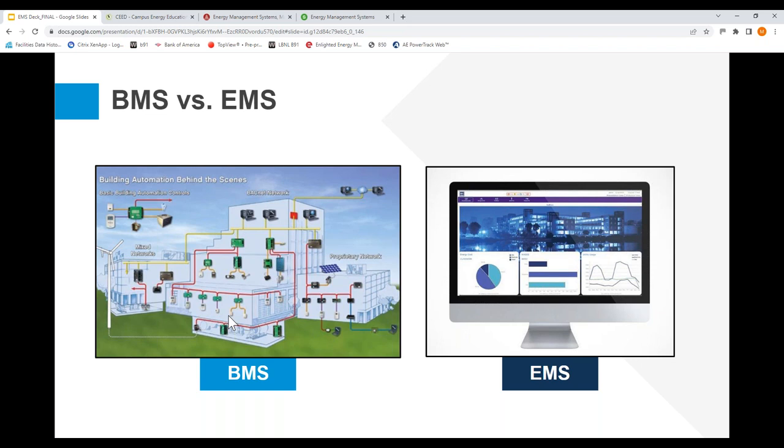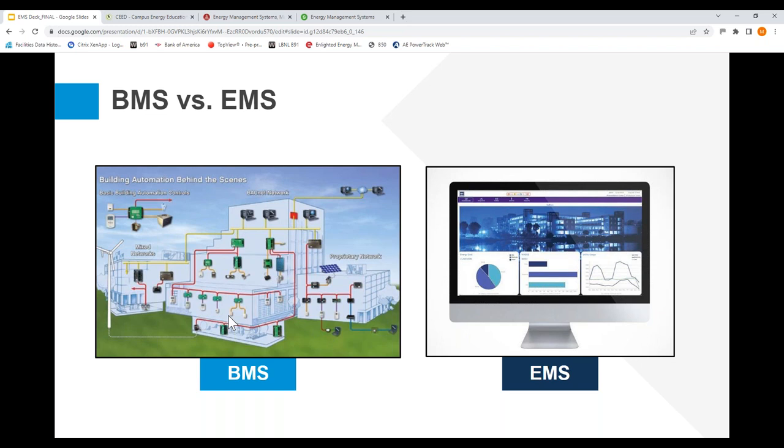And of course, there's graphic screens and a lot of other things that happen on the BMS side before we're kind of done with the project. Now, if we look at the EMS, I'm not going to say there's no hardware, but it's definitely a lot less. Sometimes it may just be a software overlay, but in general, definitely a lot less.